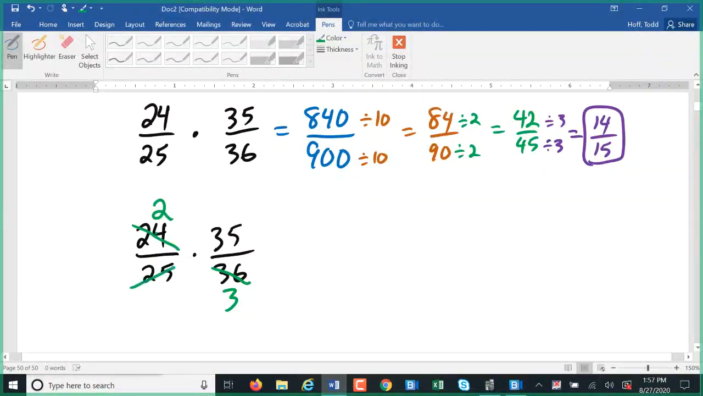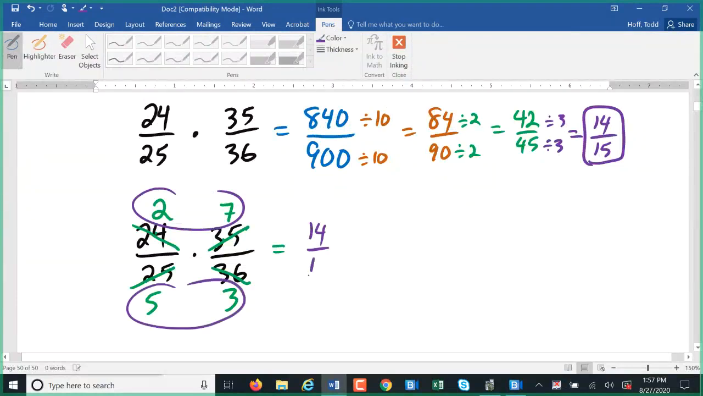25 and 35 both divide by 5. 25 divided by 5 is 5. 35 divided by 5 is 7. And now we multiply. 2 times 7 is 14. 5 times 3 is 15. So to me, it saves a lot of work if you can do that cross-canceling to reduce before you multiply them out.